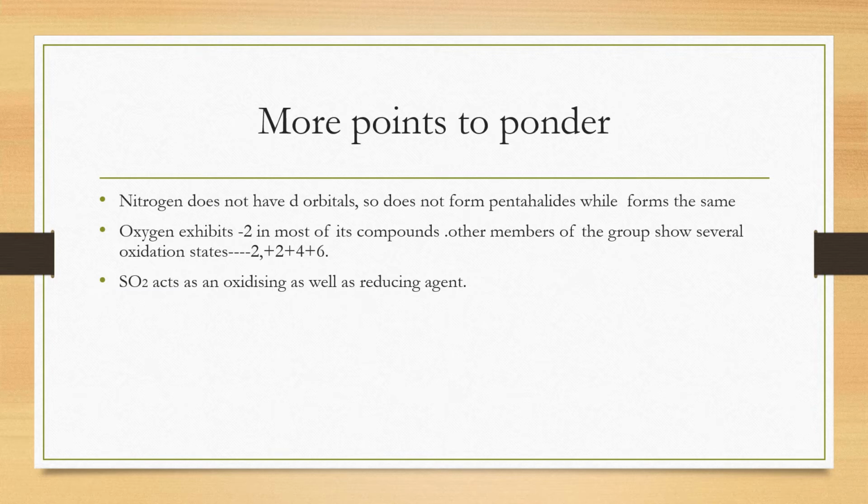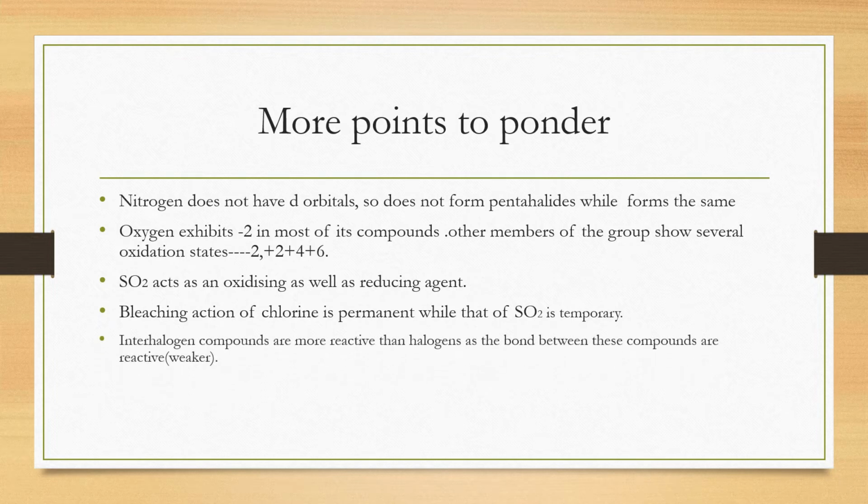Another important point is regarding sulfur dioxide. Sulfur dioxide acts as an oxidizing agent as well as a reducing agent. The bleaching action of chlorine is found to be permanent, whereas that of sulfur dioxide is temporary. This occurs because chlorine's bleaching action is due to auto-oxidation.